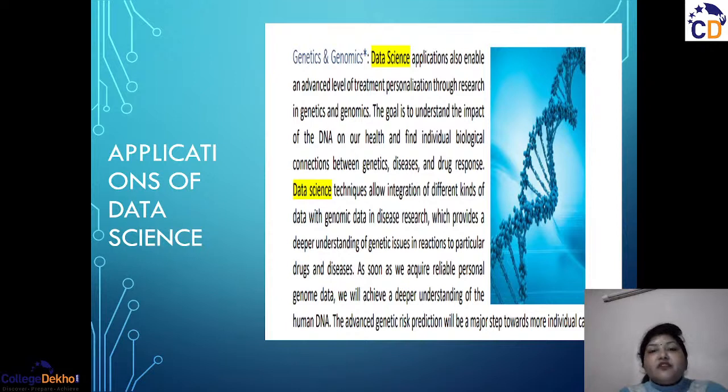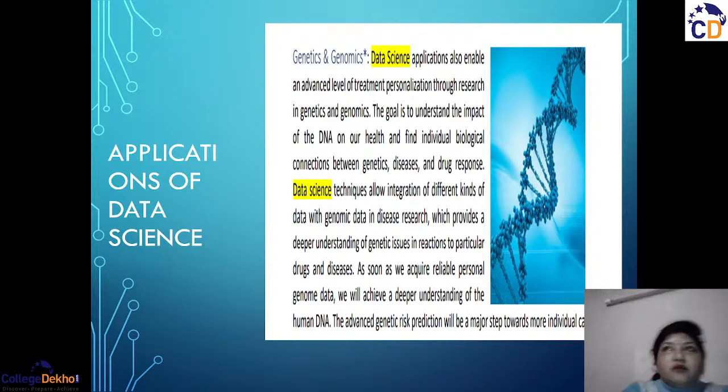Because we have some genetic and genomics factors also that are related to that. The goal is to understand the impact of the DNA on our health and find individual biological connection between genetics, diseases and drugs response. So we need the drug response that we give to a particular patient. Data science techniques allow integration of different kinds of data with genomic data in disease research, which provides a deeper understanding of genetic issues in reaction to particular drugs and diseases.